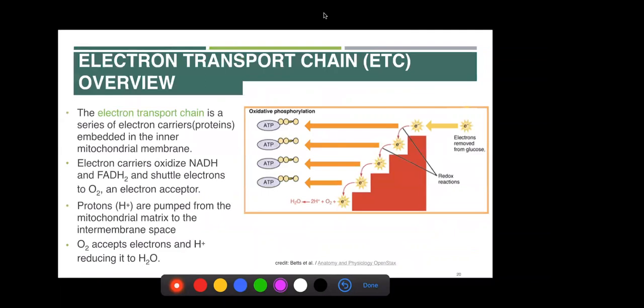So an overview here, the electron transport chain is a series of electron carriers embedded in that inner mitochondrial membrane. Notice we're going to oxidize NADH and FADH2 and shuttle electrons to oxygen. Protons are pumped from the mitochondrial matrix into the intermembrane space to make that concentration gradient. Oxygen is the final electron acceptor, takes the electrons and the protons, reducing it to make metabolic water.